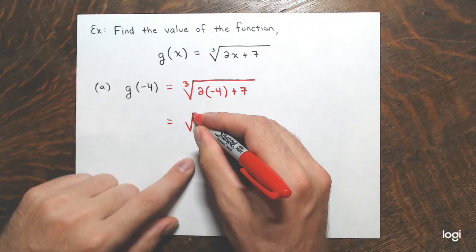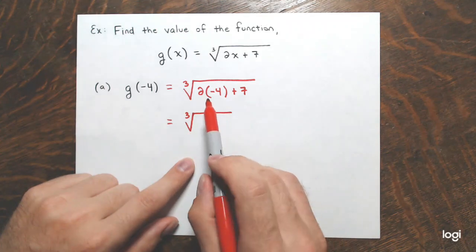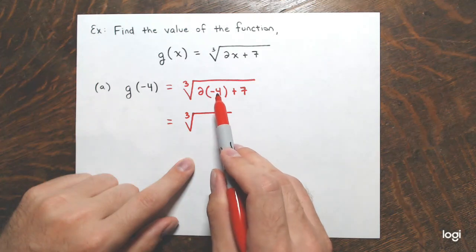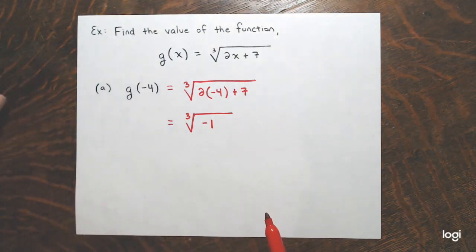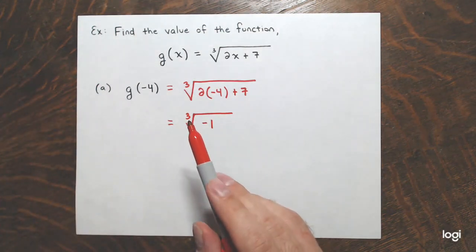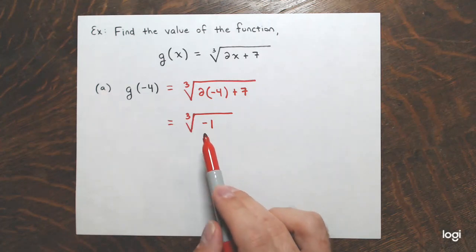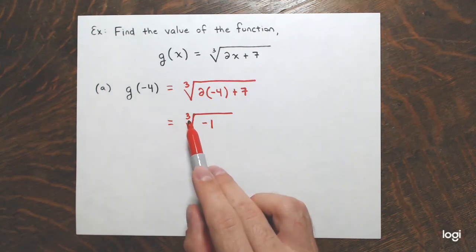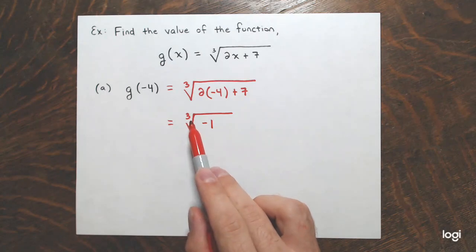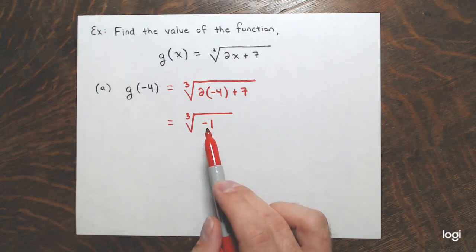So this will be the cube root of 2 times -4, which is -8. -8 plus 7 is -1. And you don't have to worry about this because this is an odd root. Cube root, 5th root, 7th root: with odd roots, you can have a negative number inside as the radicand. The odd roots of any number, positive or negative, are going to be a real number. It's when you had square root or 4th root, even roots, that you couldn't have a negative radicand. Those were not real. The radicand had to be non-negative.